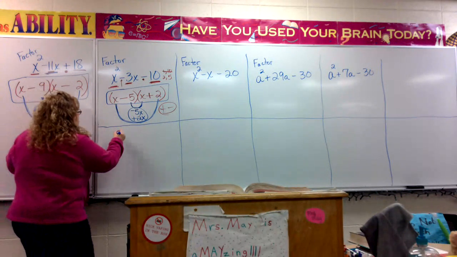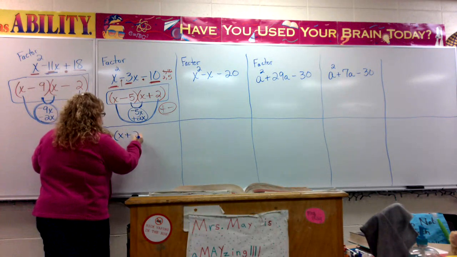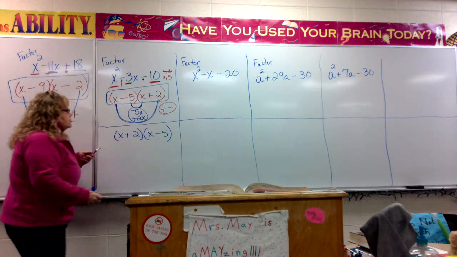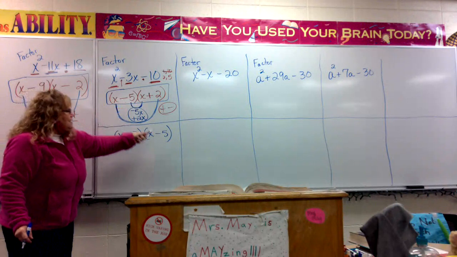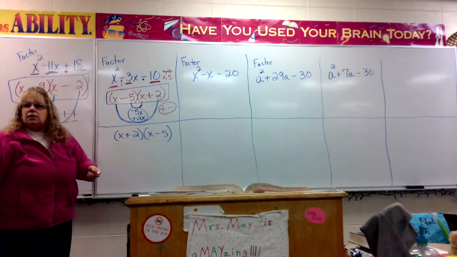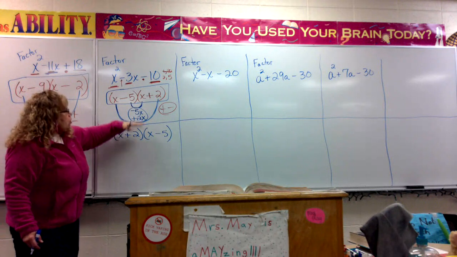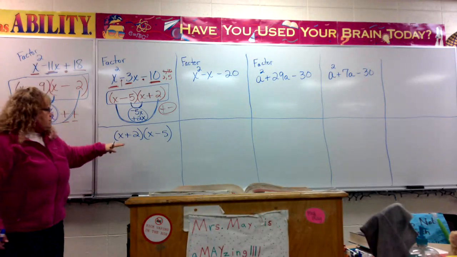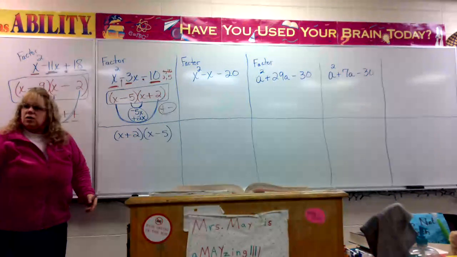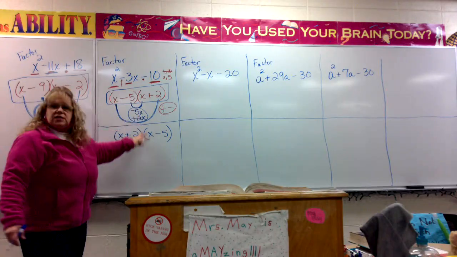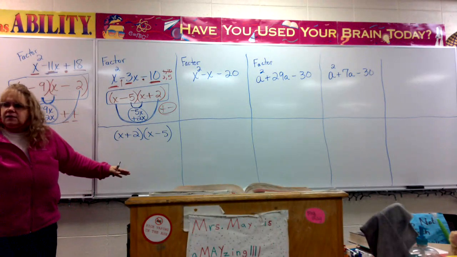And it doesn't matter if you have the x plus 2 first and then the x minus 5. What you have to make sure of, it's an x minus 5 and it's an x plus 2. It doesn't matter if that whole term comes first, but you have to have one of each, x minus 5, x plus 2. Does that sort of make sense? We'll do a few more. Do you have questions on this one before I move on?